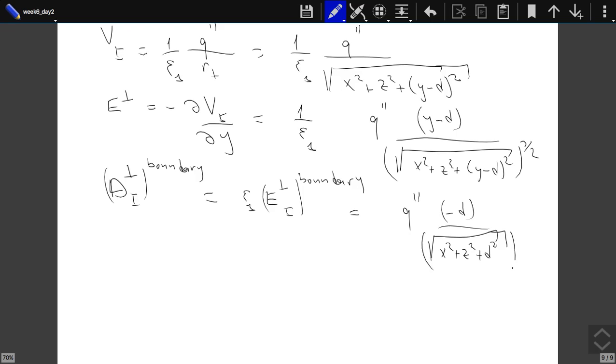Q 3/2. Now we need to do the same calculation in region 2.